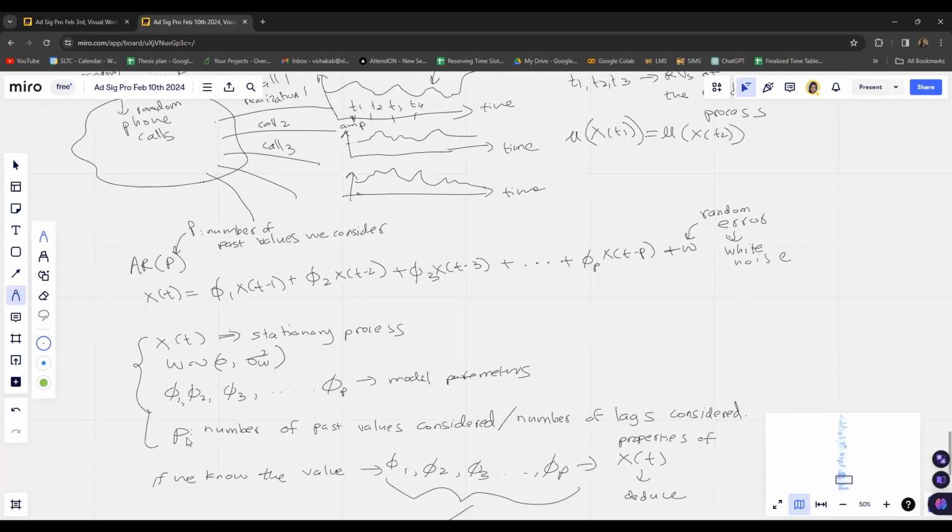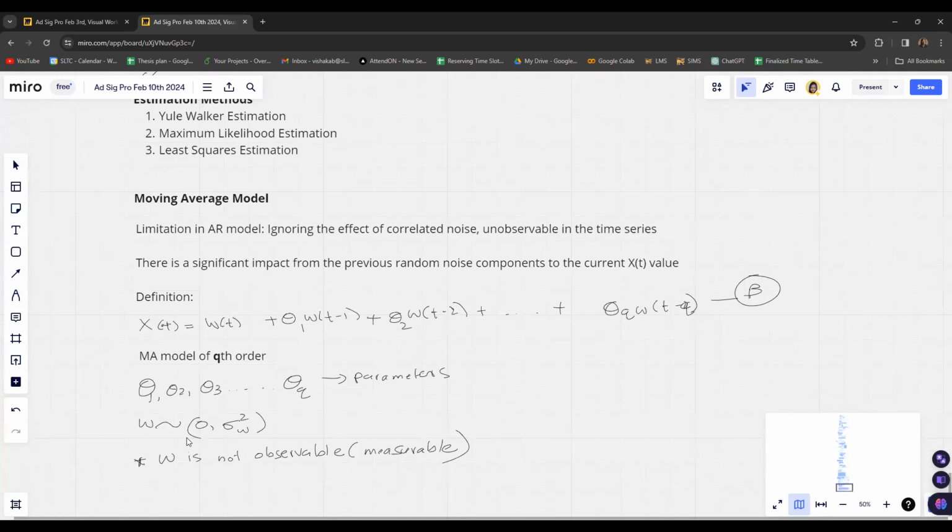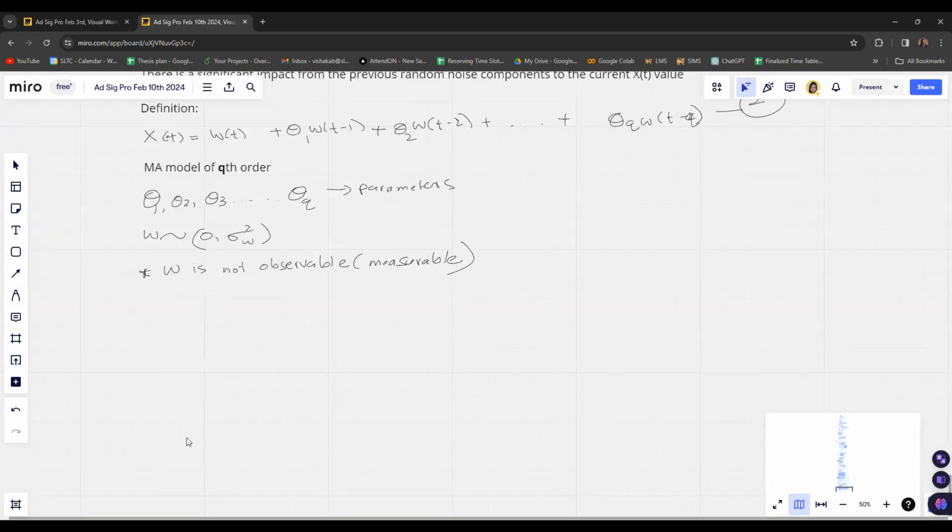So this is the first equation. This is the second equation. So these are the two models that we'll be considering. By combining the effect of these two models, the ARMA model is defined. The ARMA model is defined as the combination of both those things.